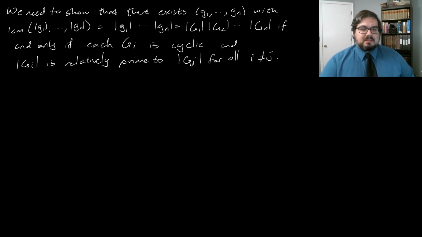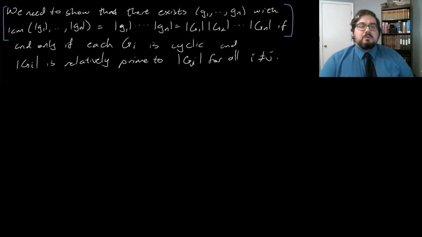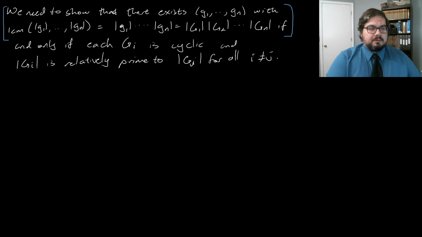So this is what we're doing, because this part that I'm working in blue, we found that this is the equivalent statement to saying that the direct product is cyclic. The direct product being cyclic is exactly what's in those first two lines, and the last part is the part that we're trying to prove is equivalent to that, in order to prove the theorem.